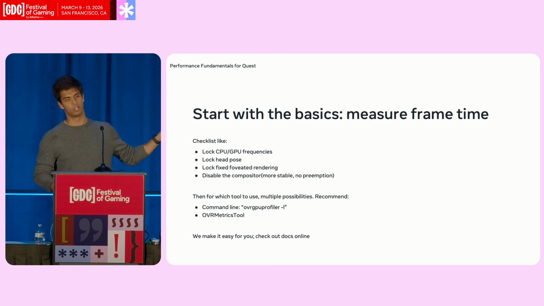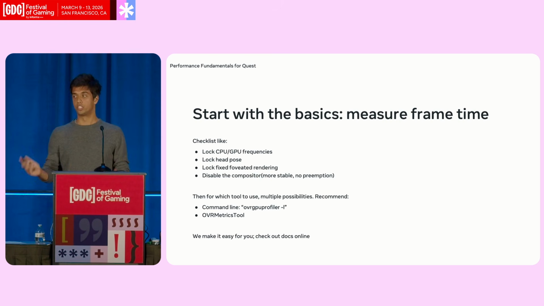And the next two are rather similar. You want to lock fixed foveated rendering, very similar idea. And you actually want to disable the compositor, which is our VR graphics compositor. Even though the compositor is a really important part of how VR works, it's where time warp is performed, really good for latency correction. So even though that's true, for the purposes of measuring the performance of your app, you just want that more stable measurement where there's almost no preemption, no interference.